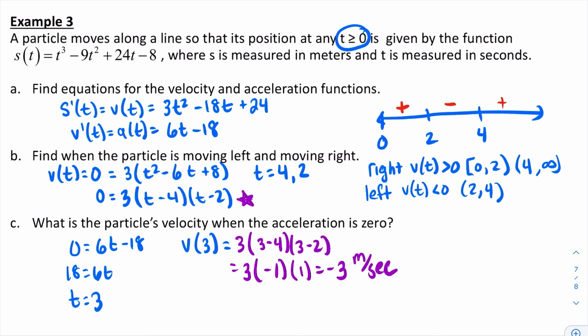So I want you to notice that 3 is on that interval, and I'm negative on that interval. At time 3, our velocity ended up being negative. Okay, so that's my video on rates of change. So basically, particle motion.